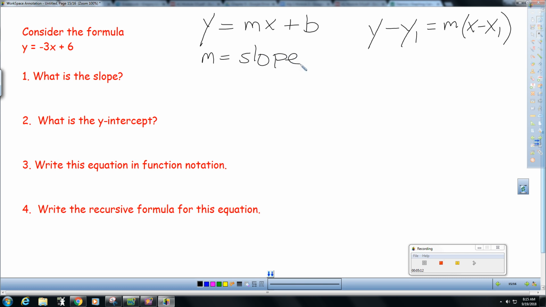What's the other letter that matters? Yep, and what is that? Alright, so that's just a little bit of review. Okay? So, what is the slope in this question? -3. Okay? What's the y-intercept?